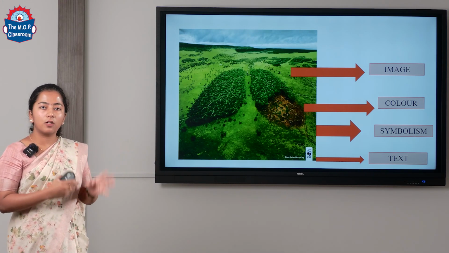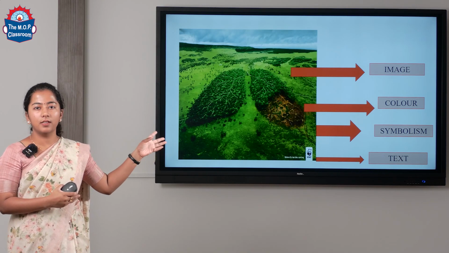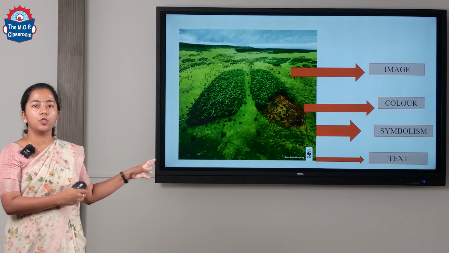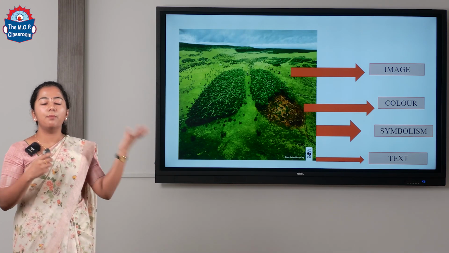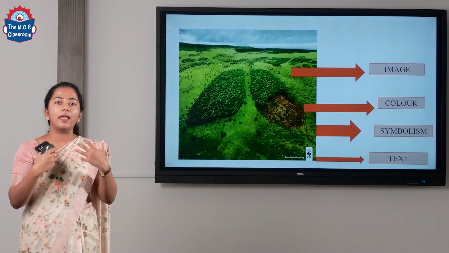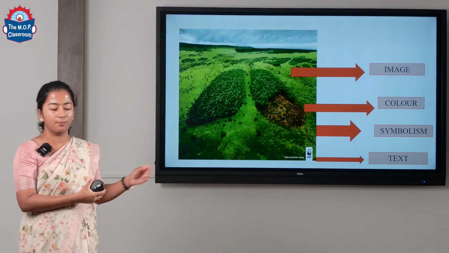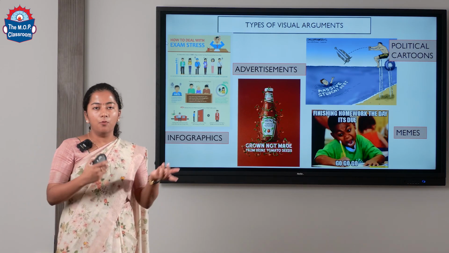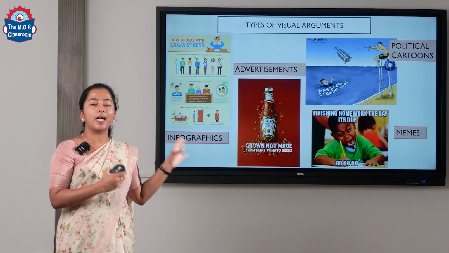So again, using the components of visual argument, which is image, then colors, then text and the symbolism behind it, we understand what this image wants to convey to us, the audience, right? So keep in mind, image as well as language plays a very important role to help us comprehend what this image wants to convey to us, right? Now we've looked at what a visual argument is, we've looked at what the elements of a visual argument are. Now we'll look at the types of visual arguments.